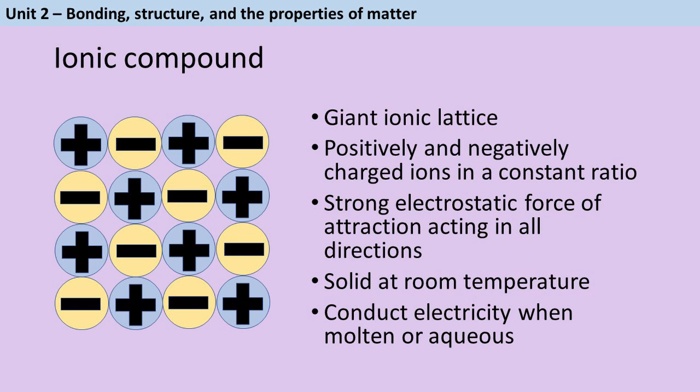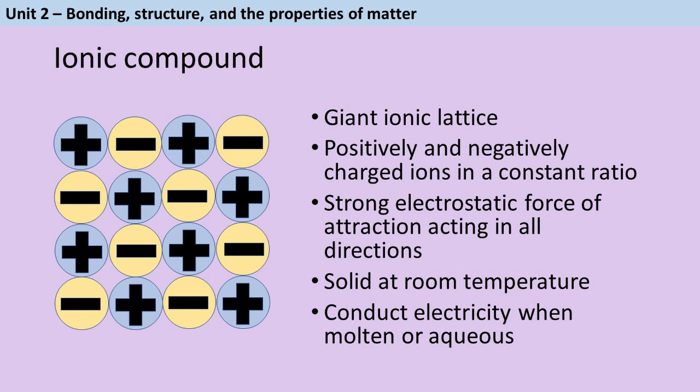So again, ionic substances are solids at room temperature, because room temperature doesn't provide them with enough energy to surpass their melting point. Because this giant ionic lattice is made up of charged particles, these positive and negative ions, it can conduct electricity. But in order to conduct electricity, the ions need to be free to move, otherwise they can't carry the charge anywhere. So when it's a solid, the ionic compound is not going to conduct electricity.